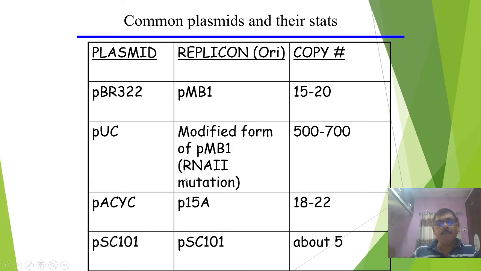So these are the common plasmids, and each and every plasmid must have the origin of replication, then it must have a good copy number, then it must have the antibiotic resistant site, that is a selectable marker site, and it must have the recognition site for the restriction endonuclease.